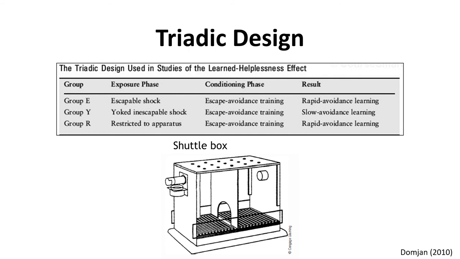So we're going to call this the triadic design, and there's going to be an extra step to let us study learned helplessness here, but we are going to have standard escape avoidance training just like we've talked about previously. So step one is to have an exposure phase. Now during this phase, we're basically just establishing the fact that there are shocks that can be delivered.